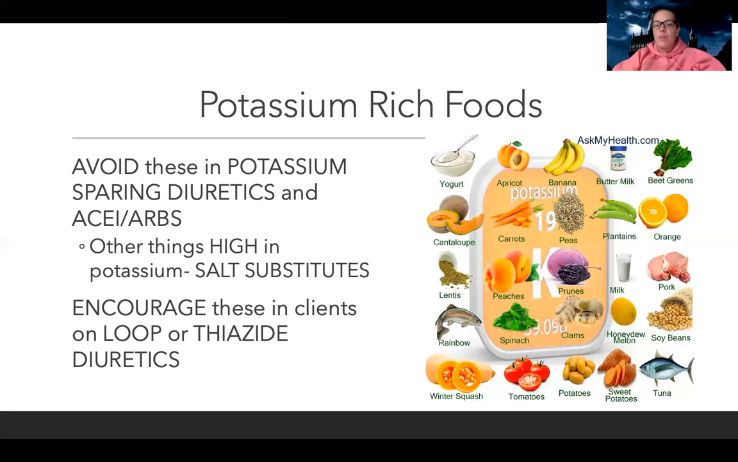And a lot of patients that are on the loop and thiazide diuretics, they're going to end up on potassium supplements, because they're going to really need that, maybe on top of the food that they're eating. But understanding what foods are going to affect their medications is super important, as these can be life or death.